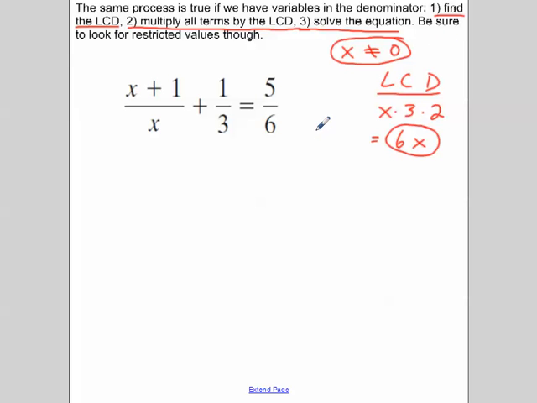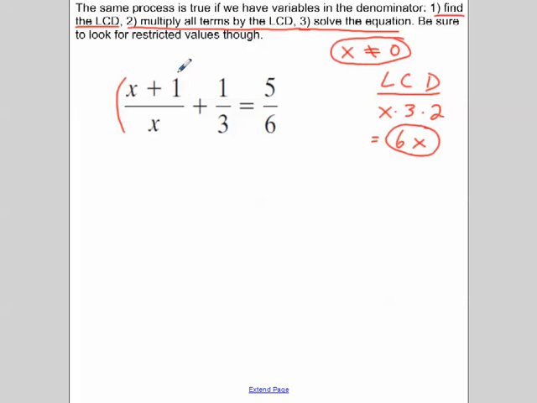That would be from a previous section, talking about restricted values versus this way to write it. So x is not equal to 0, because otherwise it's dividing by 0. But now we're coming back to where we were. Find the lowest common denominator. We did that. Multiply all the terms by that lowest common denominator.